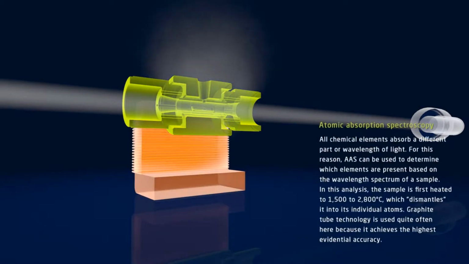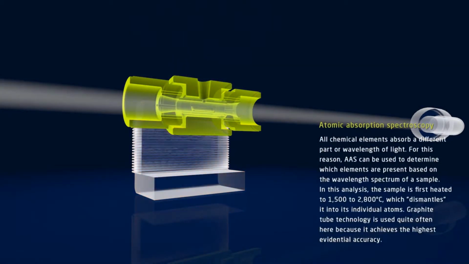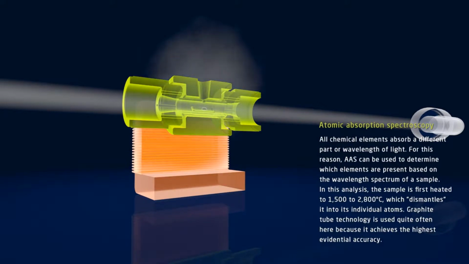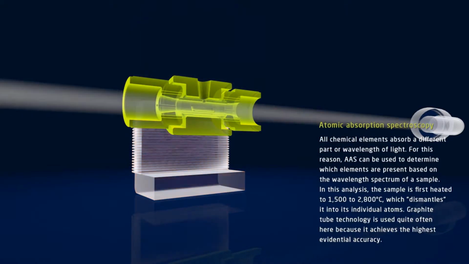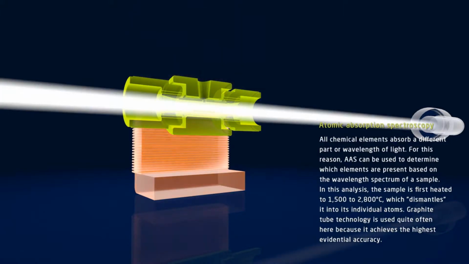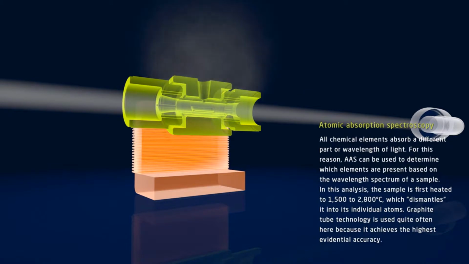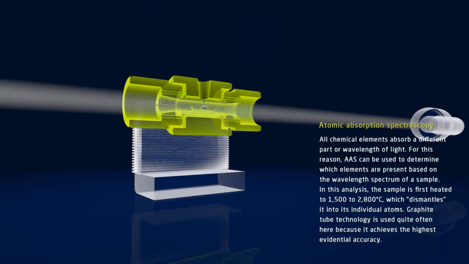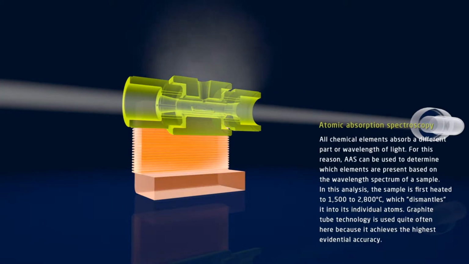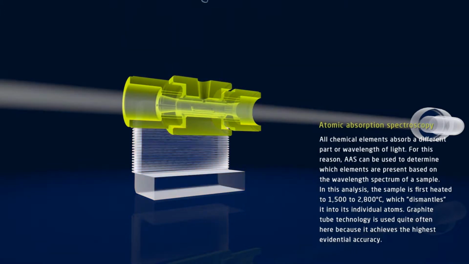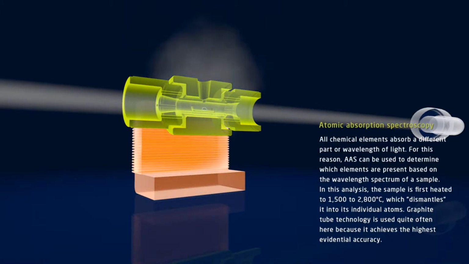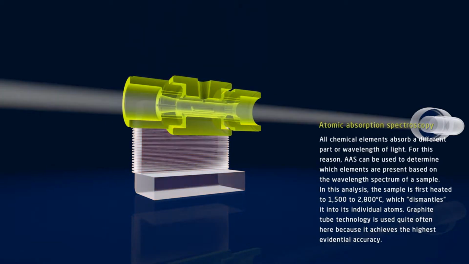AAS takes advantage of the fact that all chemical elements absorb different parts of light. Depending on the element, a certain part of the wavelength of light is swallowed. For this reason, based on the wavelength spectrum of a sample, the elements present can be determined. To perform the analysis, the sample is first heated to 1500 to 2800 degrees Celsius, which dismantles it into its individual atoms. Graphite tube technology is used quite often here because it achieves the highest evidential accuracy.